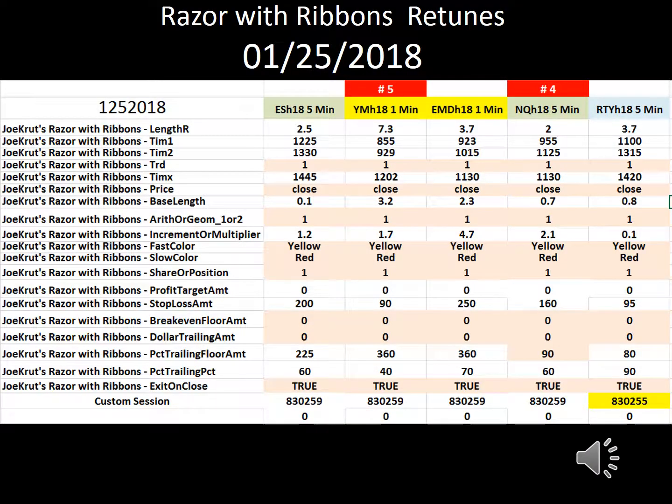Now here's razor with ribbons, and remember, if you don't want to trade much, razor with ribbons is your dog, because it'll only trade 5, 6, 7 times a month, and it's very selective on its trades. So it is the one that trades the least amount of time because it has the most amount of conditions.